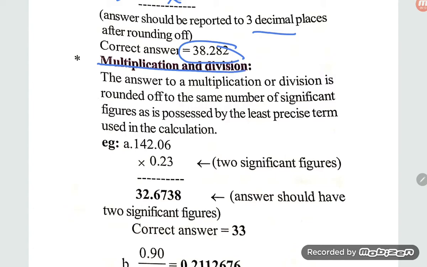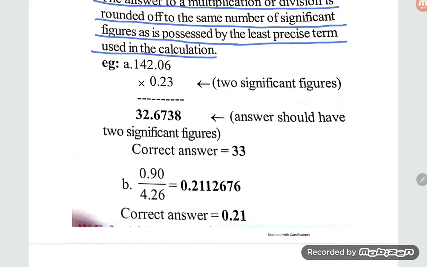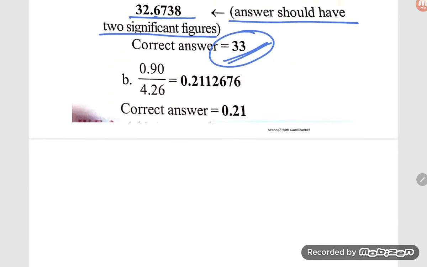Multiplication and division: the answer to multiplication or division is rounded to the same number of significant figures as is imposed by the least precise term used in the calculation. So 142.06 into 0.23, which has two significant figures. The result is 32.6738, and the answer should have two significant figures. So for two significant figures, 32 will be our answer.